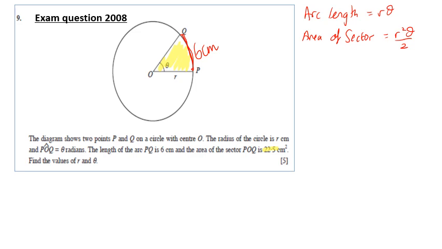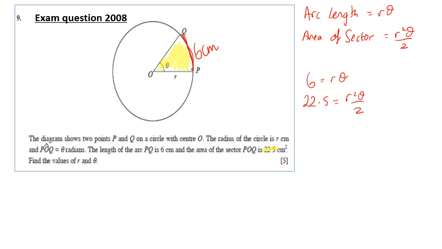So let's get started. I'm going to write down the formulas with everything I know substituted in. So I know the arc length is 6. So from the top one I could say 6 equals r theta. And I also know the area of the sector is 22.5, and that equals r squared theta over 2. They're asking me to find two things, which straight away is making me think of simultaneous equations. I've got my two equations, I've just written them both down, so now all I've got to do is solve them as simultaneous equations, and I'll be able to work out r and theta.